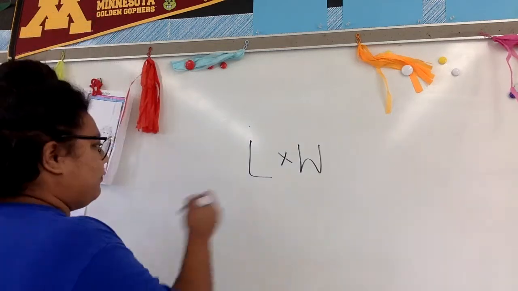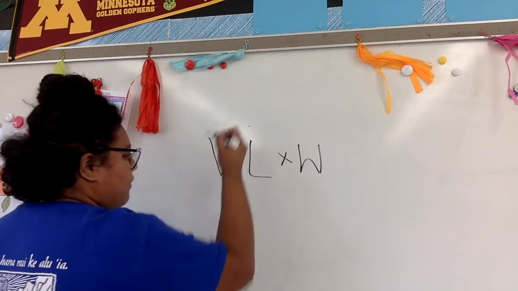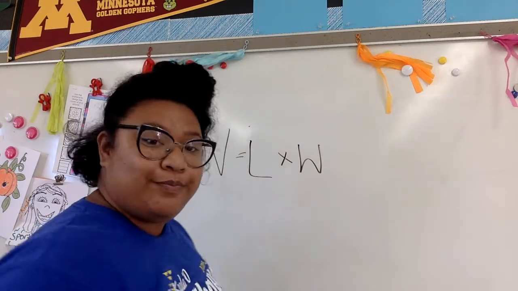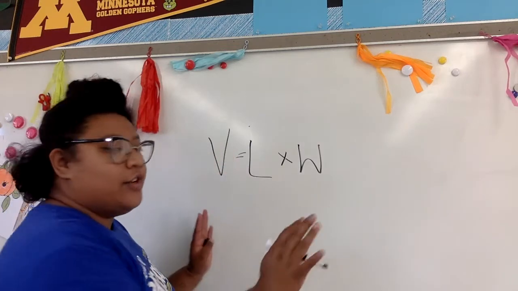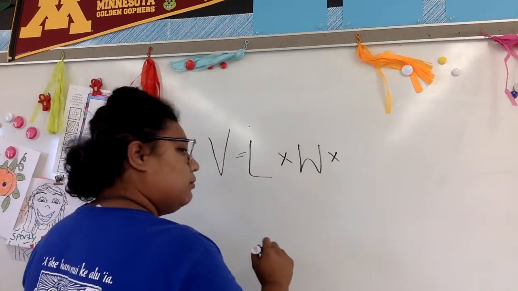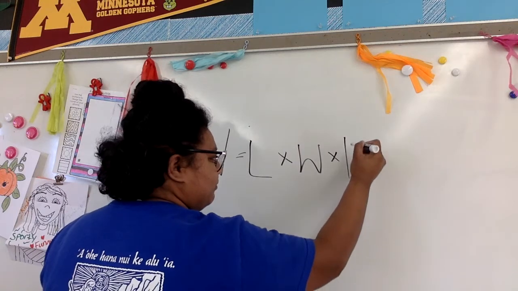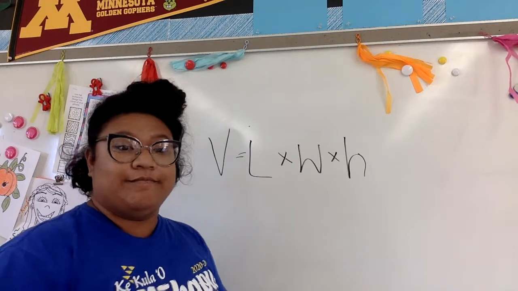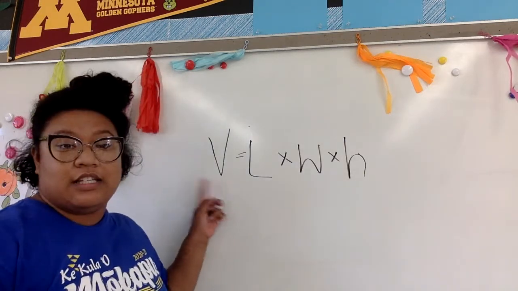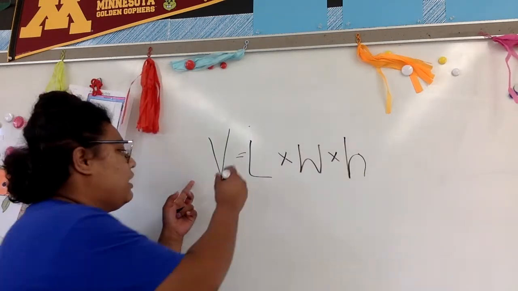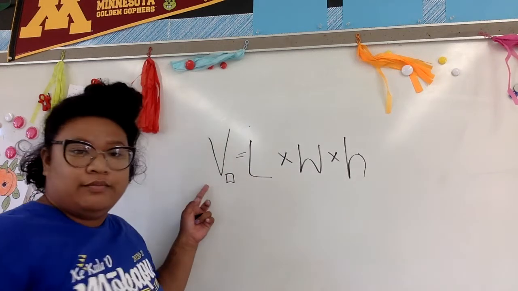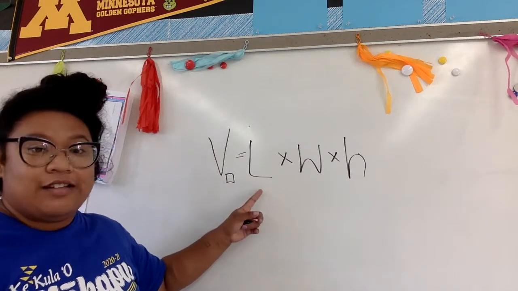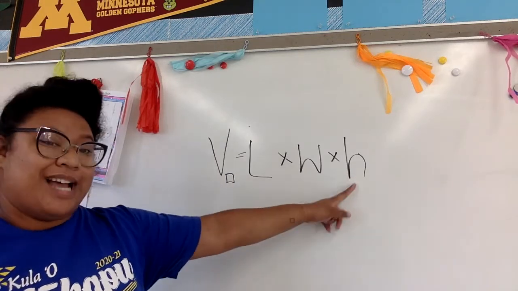For volume, I'm going to put a big V for volume. And this is a volume of a cube or rectangular prism. We're adding that third dimension, which is called height. You guessed it? You guessed correctly. It's height. So you're going to need to memorize this formula for a rectangle or a square. When you're calculating the volume, you're multiplying a length times a width times a height.